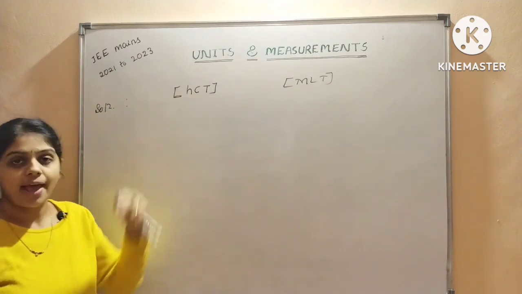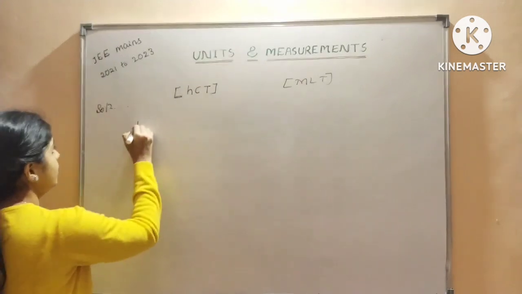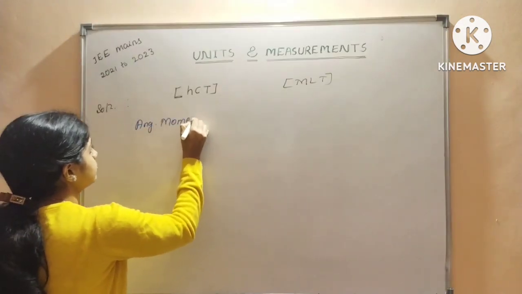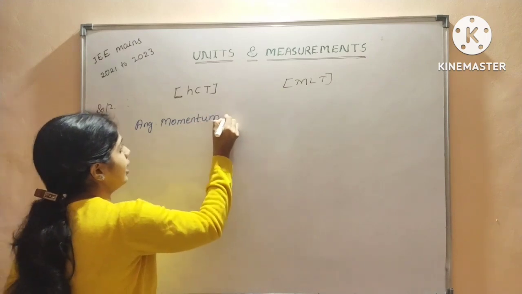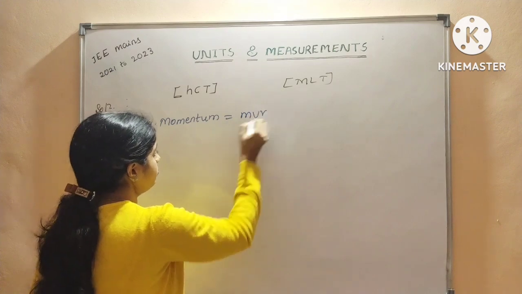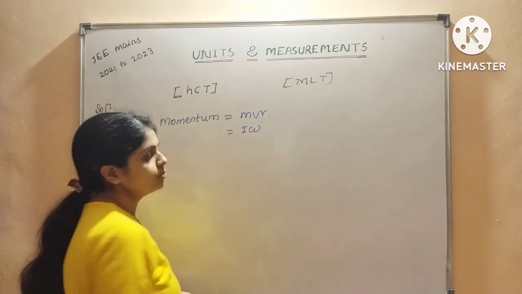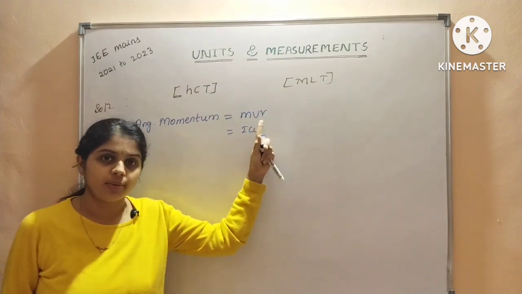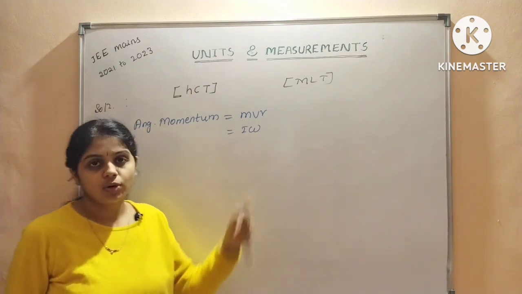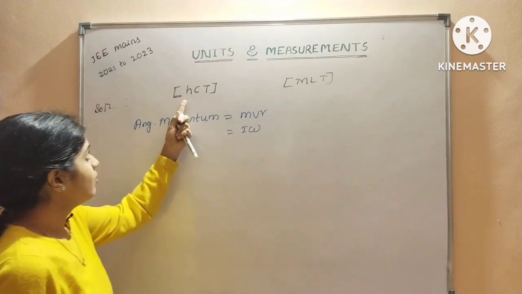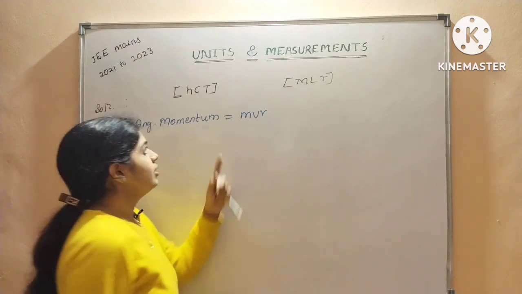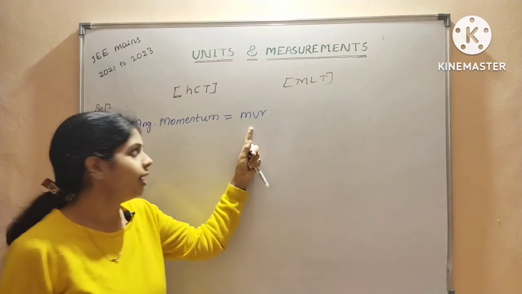First of all, what is angular momentum? Angular momentum equals mvr or I omega, correct? In terms of linear velocity, angular momentum equals mvr. In terms of angular velocity, angular momentum equals I omega. Here in the question they have asked linear velocity, so we are using angular momentum equals mvr.